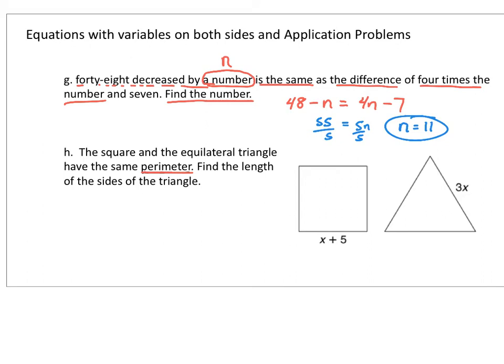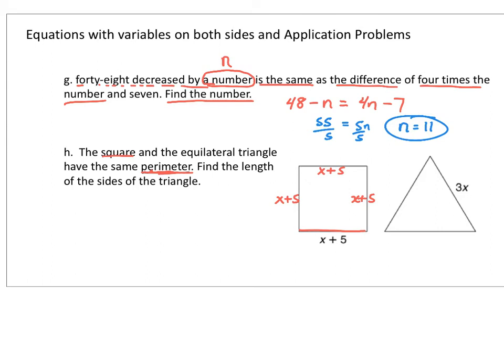Okay? So if this is a square, then what do you know about the sides of a square? So all the sides of a square would be the same. So if this side is x plus 5, then this side is also x plus 5. This side is also x plus 5. And this side is also x plus 5. The perimeter of the square would be all the sides added together, all the distance all the way around. So that would be x plus 5 plus x plus 5 plus x plus 5 plus another x plus 5.